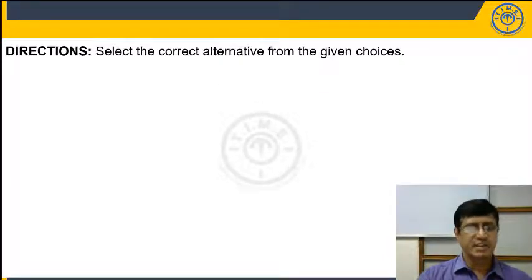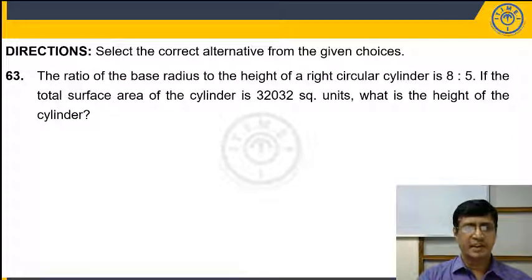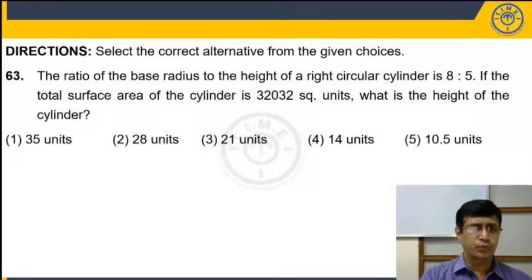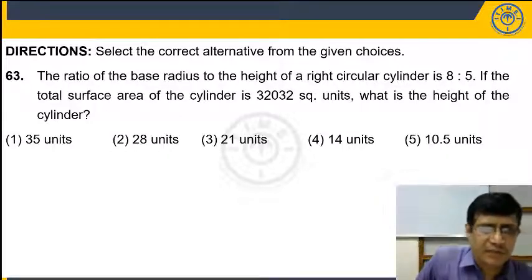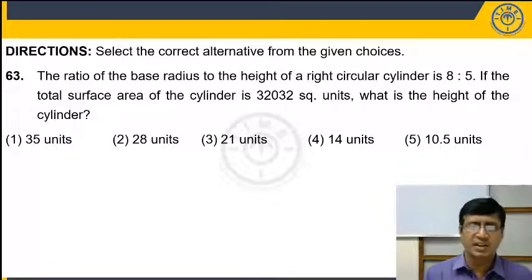Now look at the next example on your screen. Here directions given. Select the correct alternative from the given choices. Question number 63. The ratio of the base radius to the height of a right circular cylinder is 8:5. If the total surface area of a cylinder is 32032 square units, what is the height of the cylinder?